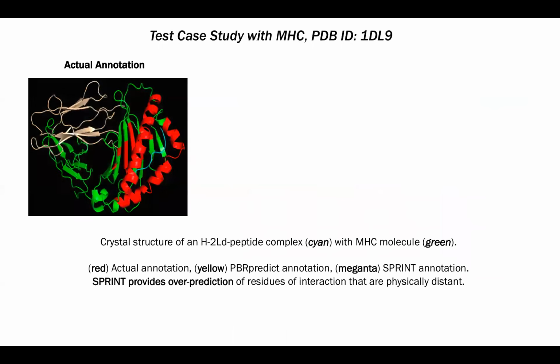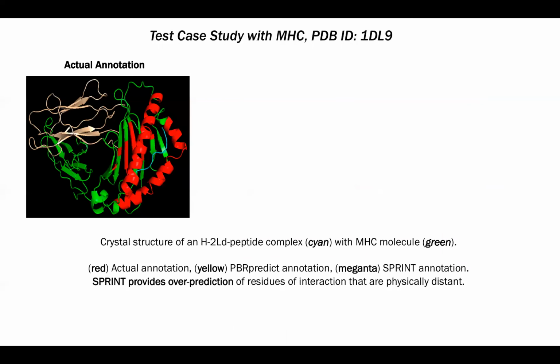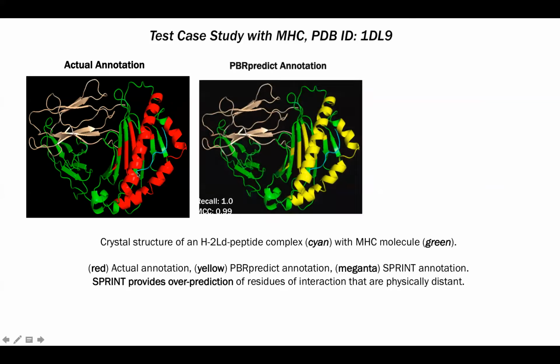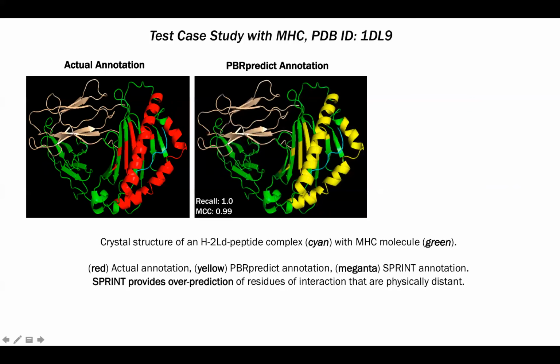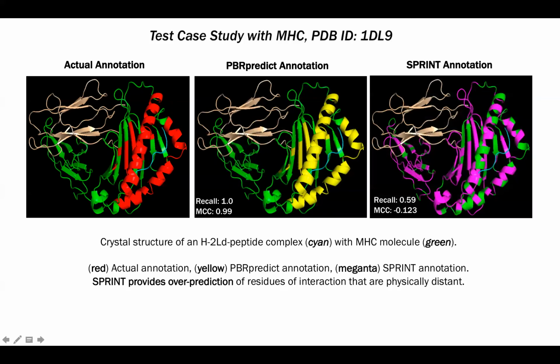So here's the case study that I did with a major histocompatibility protein. In this plot, you can see the red highlighted residues. These are the actual peptide binding residues that interact with this cyan peptide here. And here's the prediction output of our model, which is quite near perfect. And then here's the output of Sprint, where you can see that it is annotating the pink colored residues as peptide binding residues, which are far distant from where the peptide actually is.